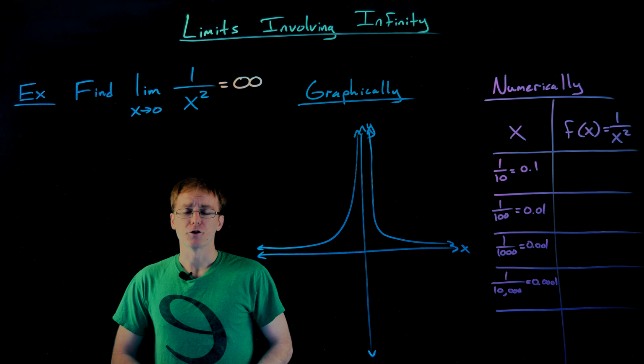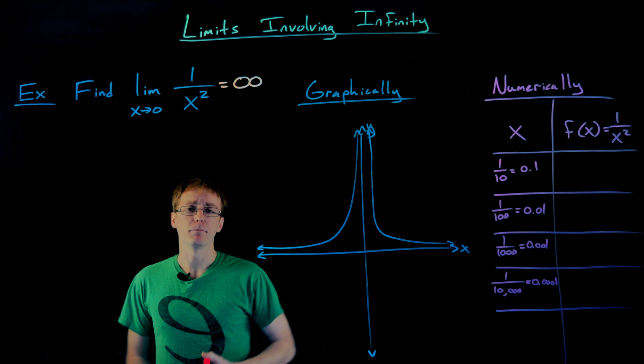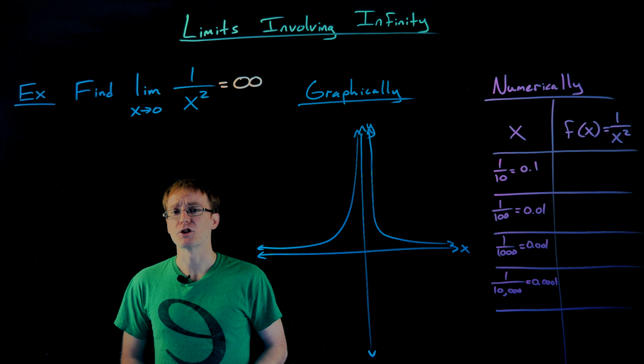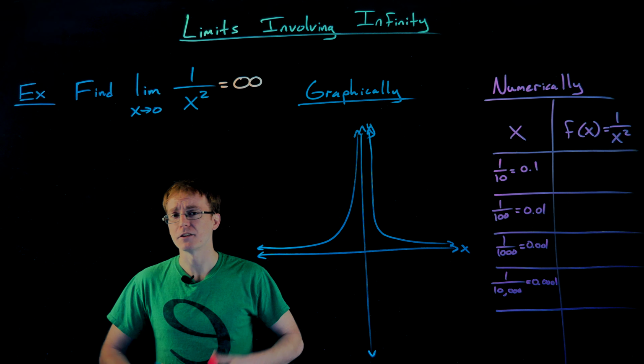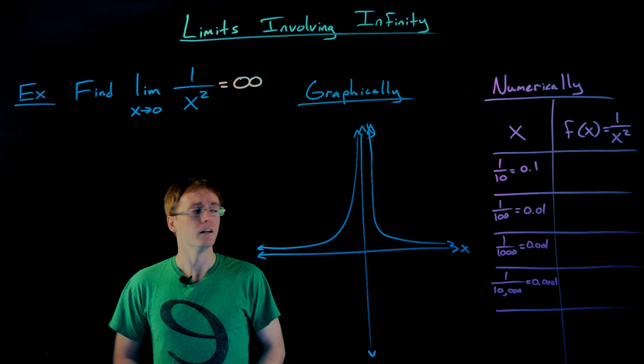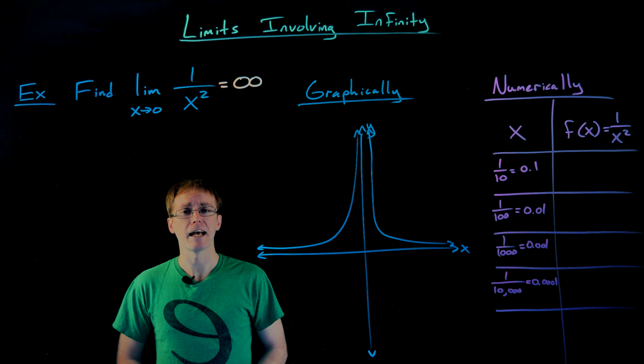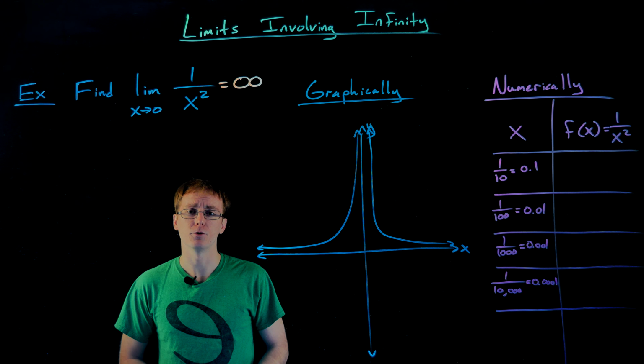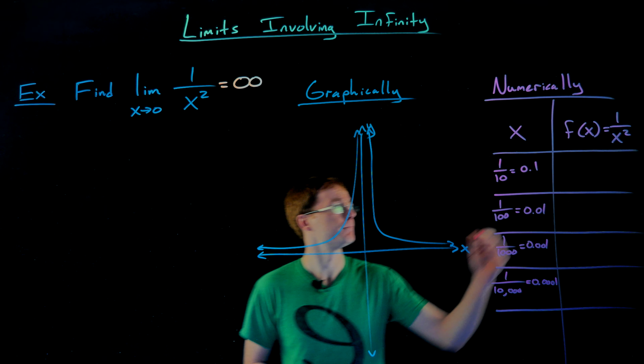All right, so our function is 1 over x squared. It just takes the input, squares it, and takes the reciprocal of that, or it takes the reciprocal and then squares it. Either way, you'll get the same thing. So if we start with our first input of 1/10th, plug that into our function 1 over x squared, it'll evaluate to exactly 100.